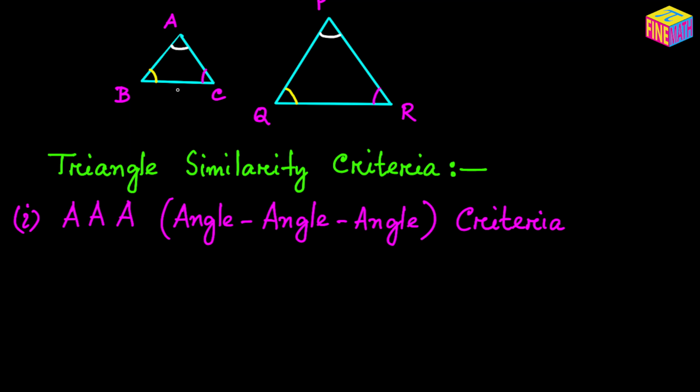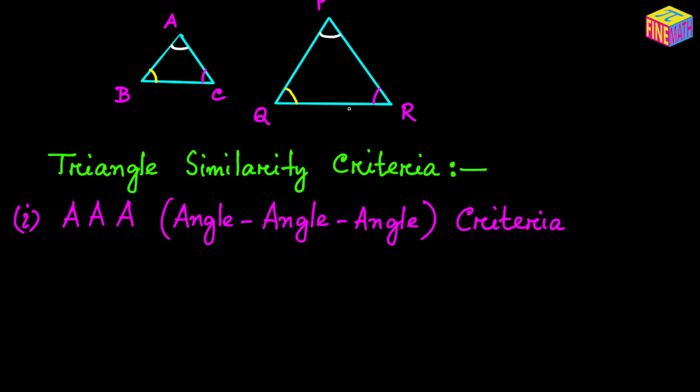So if angle A is equal to angle P and angle B is equal to angle Q, then guess what? Angle C must be equal to angle R, because the sum of the angles of ABC would be 180 degrees. Similarly, the sum of the PQR angles will also be 180 degrees. So if A is equal to P, B is equal to Q, then definitely C will be equal to the angle R.